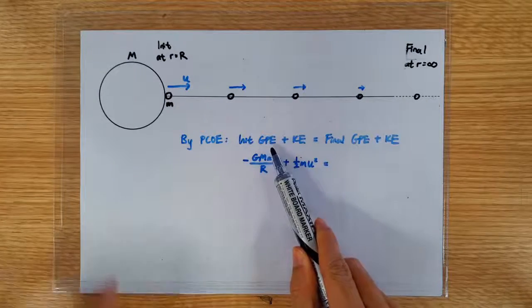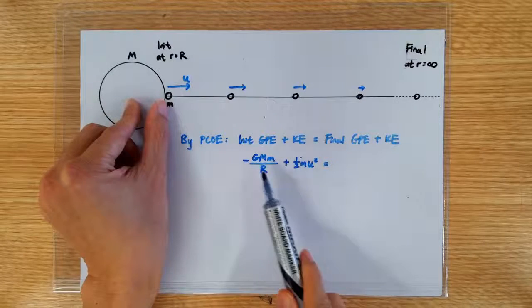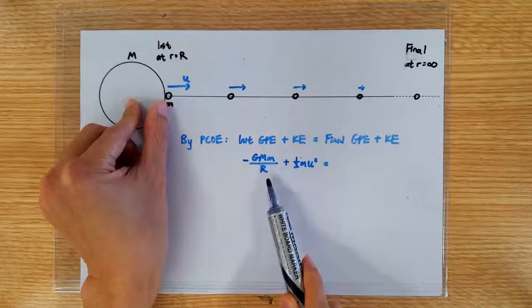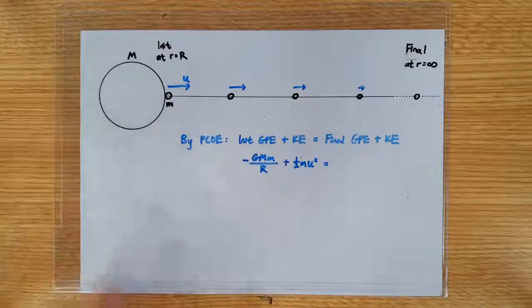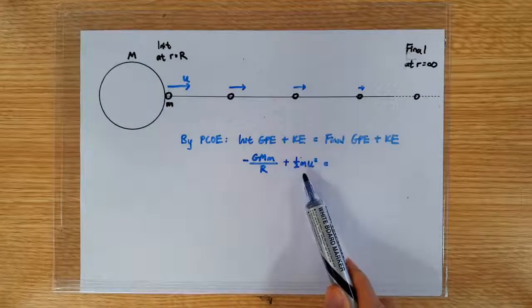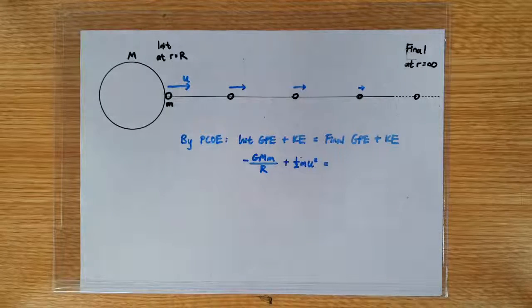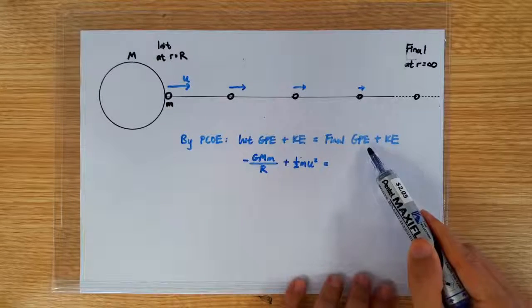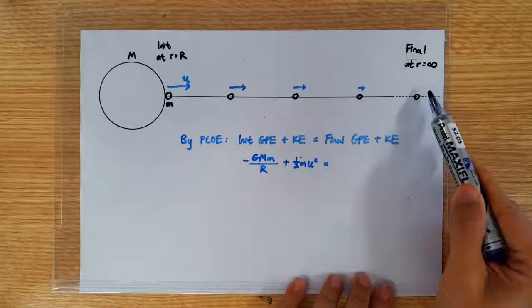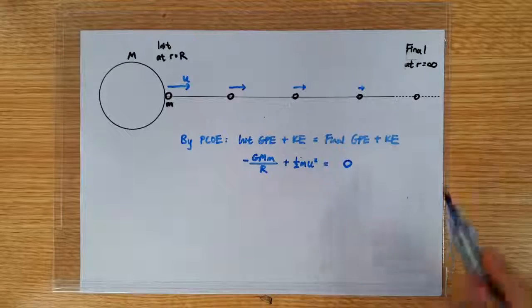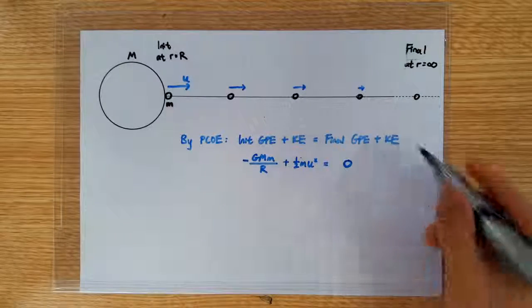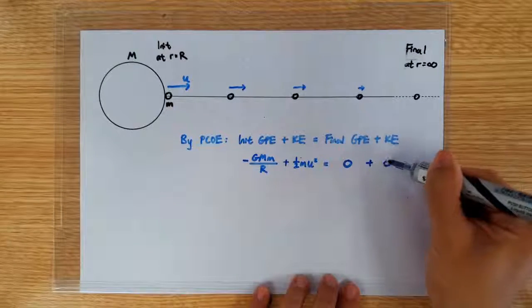The initial GPE, when the mass is on the surface of the Earth, can be written as negative GMm over R, where big R is the radius of the Earth. Its initial KE is of course half mu squared. The final GPE, which is the GPE of the mass when it's at a point at infinity, is of course 0. For the final KE, we are going to write it as 0.